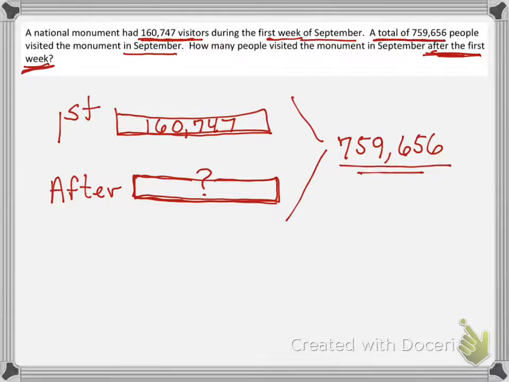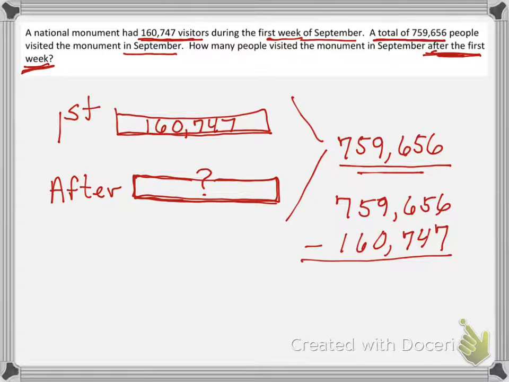And how are we going to do that? How are we going to solve this tape diagram? How are we going to find the missing value? We're going to find that missing value by doing subtraction. And so 759,656 take away 160,747. So we're going to start with the ones. 6 ones take away 7 ones we can't do, so we need to go to the tens and take 1 ten from them. And you're left with 4 tens, and this becomes 16 ones.